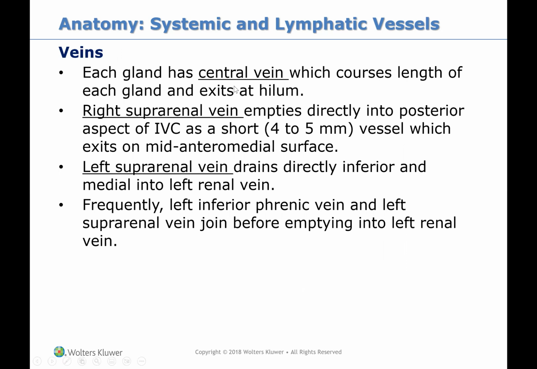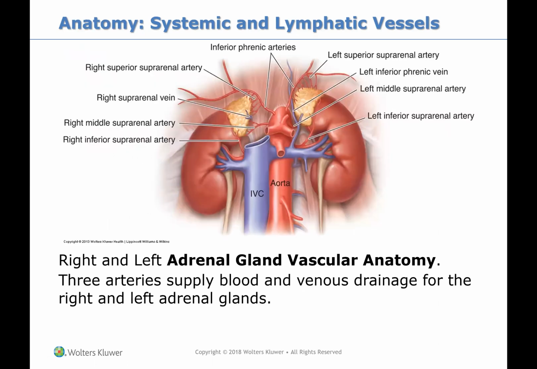The right suprarenal vein empties directly into the posterior aspect of the IVC, and the left suprarenal vein drains directly inferior and medial to the left renal vein. So it kind of makes sense, the right suprarenal is superior to the kidney. Here's an image of that. So you can see how many little arteries are coming into the adrenal gland. And then there's one vein draining out.